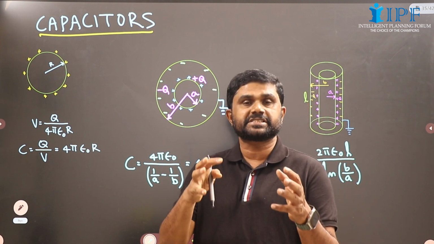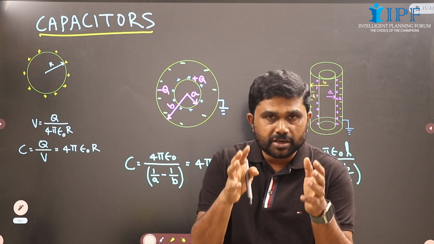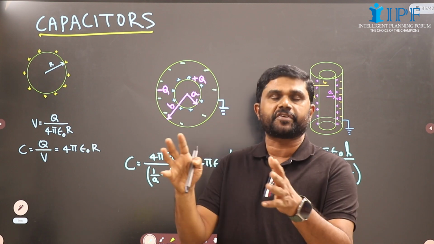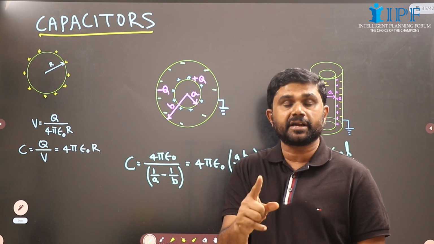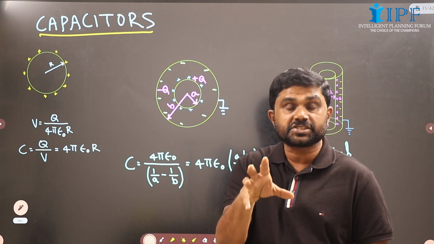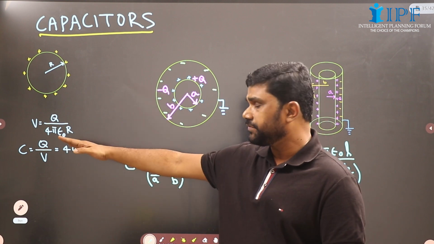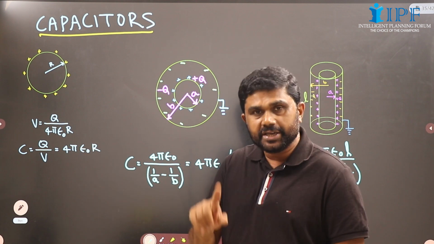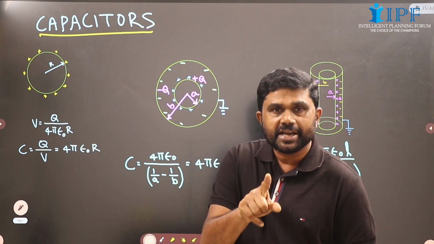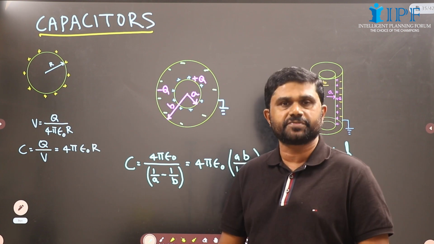See, what does this capacitance actually mean? It is the charge storing capacity of a conductor. If the capacitance is more, that conductor or that system is capable of storing more charge. Here the capacitance of an isolated sphere is directly proportional to radius, which means a bigger sphere is capable of storing more charge compared to a smaller sphere.